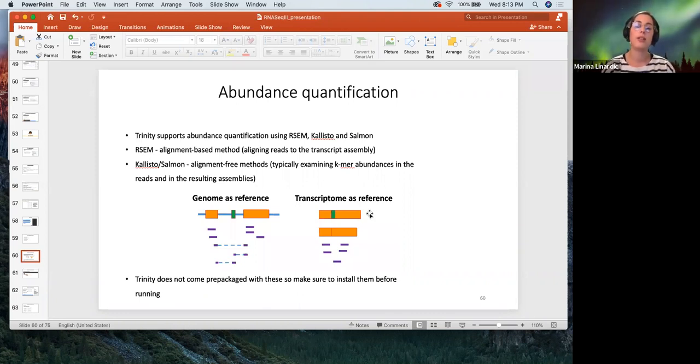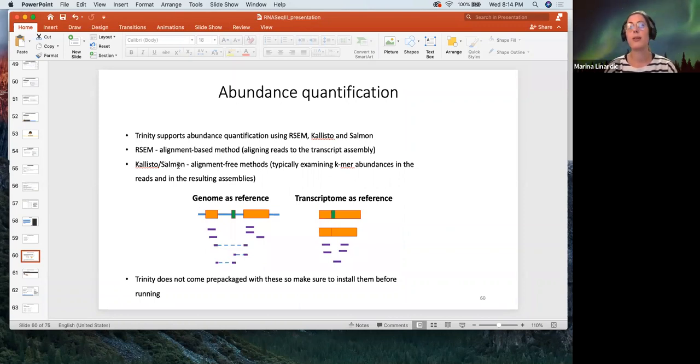Practically what it does is shown right here. So we have our Trinity FASTA file, that's our transcriptome as reference, and it aligns our reads to this transcriptome that we have. In a normal RNA-seq pipeline, you would have your reads and they would align to the genome as your reference instead of the transcriptome as we have here. But then we have something else called Callisto and Salmon.